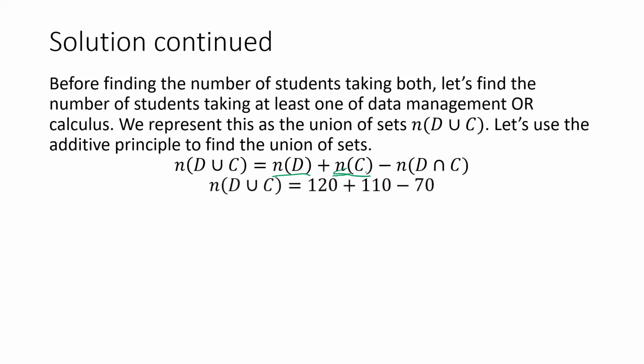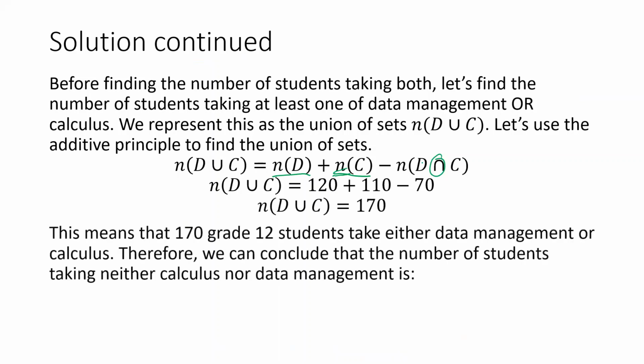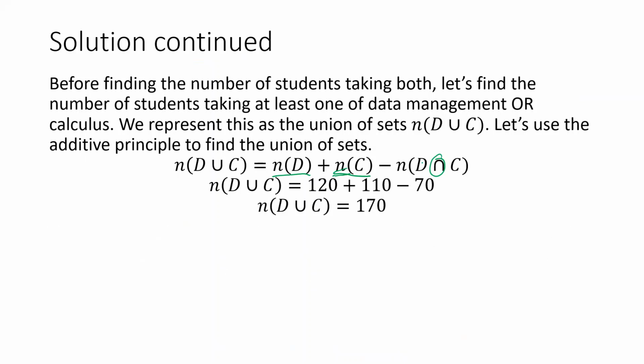And then we're going to subtract off the number of students taking data management and calculus. This is the intersection. So that gives us 120 plus 110 minus 70, which is a total of 170. So that means that there's 170 students that are taking either data management or calculus.